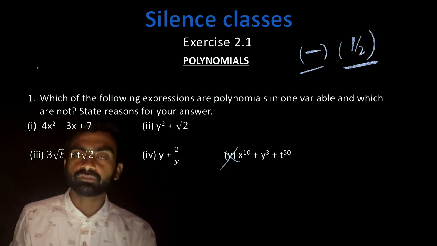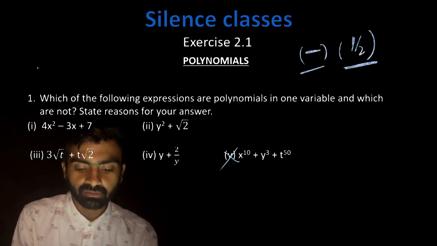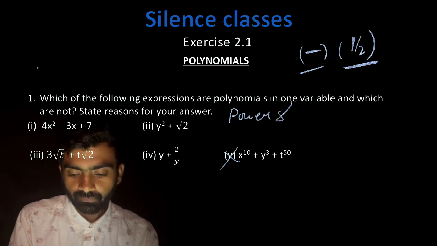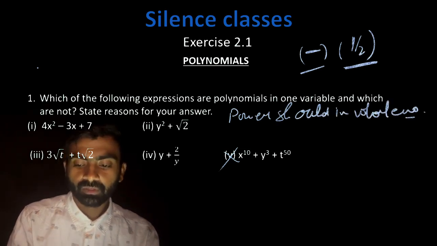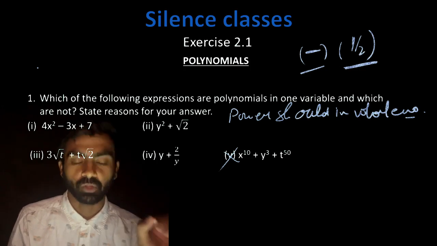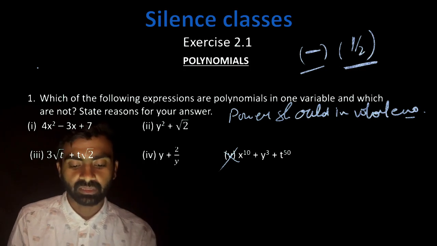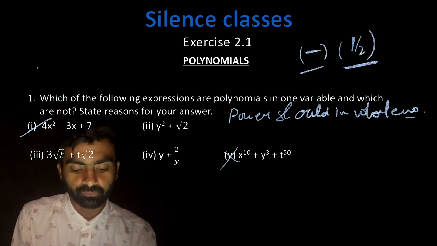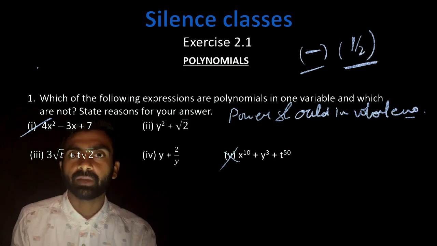So the first one which is given to us is 4x square minus 3x plus 7. Over here the power should be a whole number. If the power is a whole number, we can say it is a polynomial, and if the expression has only one variable, then it meets the criteria. So we can say the first one is absolutely correct. Yes, it is a polynomial because 4x square minus 3x plus 7 has only one variable, and 2 is the power, which is a whole number.